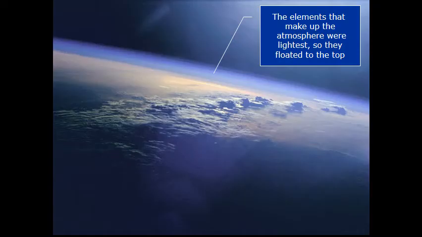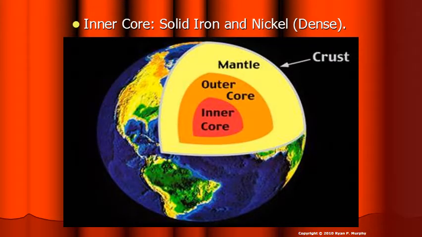Now, we're not really going to talk about it in this way, but I really like to think of the atmosphere as being the top layer of the Earth, because that's where all the really light stuff, things like hydrogen and helium and some oxygen and nitrogen, really floated to the surface, and you are in the upper layer of the Earth. The atmosphere is just the top layer of the Earth, but we're going to leave that separate. So we have the inner core.